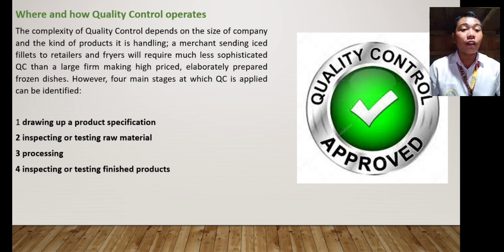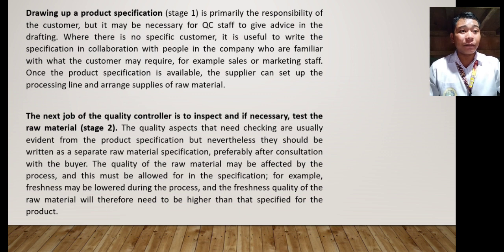First is drawing up a product specification, then inspecting or testing raw material, processing, and then inspecting or testing finished products. Stage 1 is primarily the responsibility of the customer, but it may be necessary for quality control staff to give advice in the drafting. Where there is no specific customer, it is useful to write a specification in collaboration with people in the company who are familiar with what the customer may require. For example, sales or marketing staff. Once the product specification is available, the supplier can set up the processing line and arrange supplies of raw material.